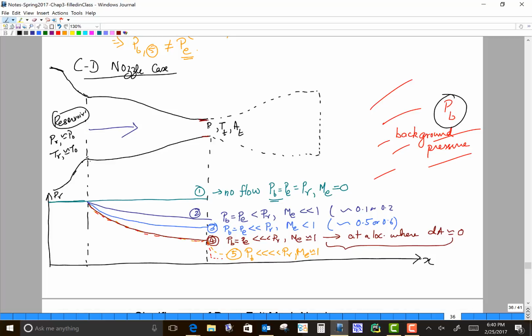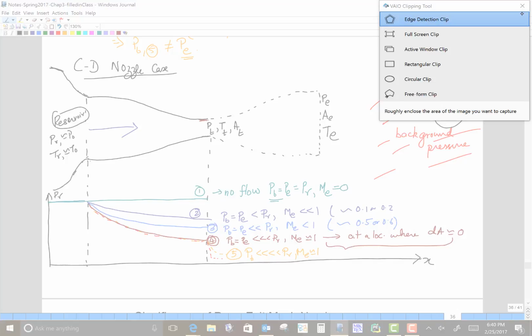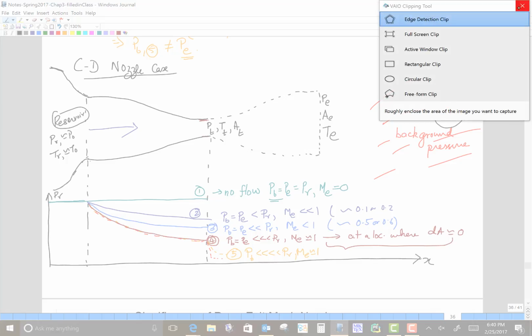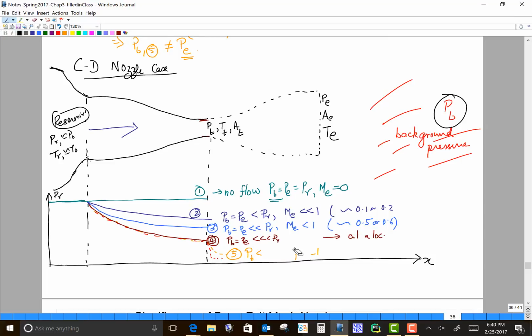Okay, and I'm going to have PE, AE, TE here. Okay, now I can erase all of this, and let me redraw these cases again. So that is what I'm going to do here.